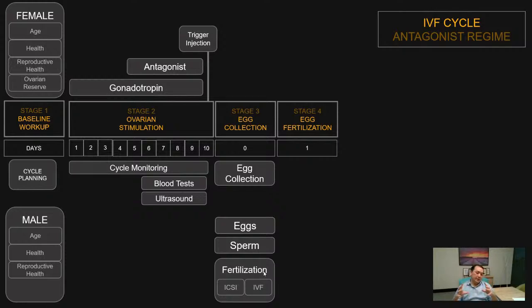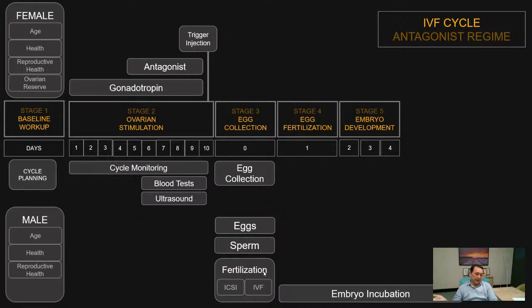Here we will discuss the 2 different types of fertilization methods, ICSI and IVF, the difference between these methods, why we choose IVF in some patients and why we choose ICSI in other patients. Then we'll have a detailed review of what is considered good fertilization and what's considered poor fertilization. Then we will move on to the next stage, which is embryo development, which lasts approximately 3-4 days. Here we will discuss what's involved in incubation of embryos.